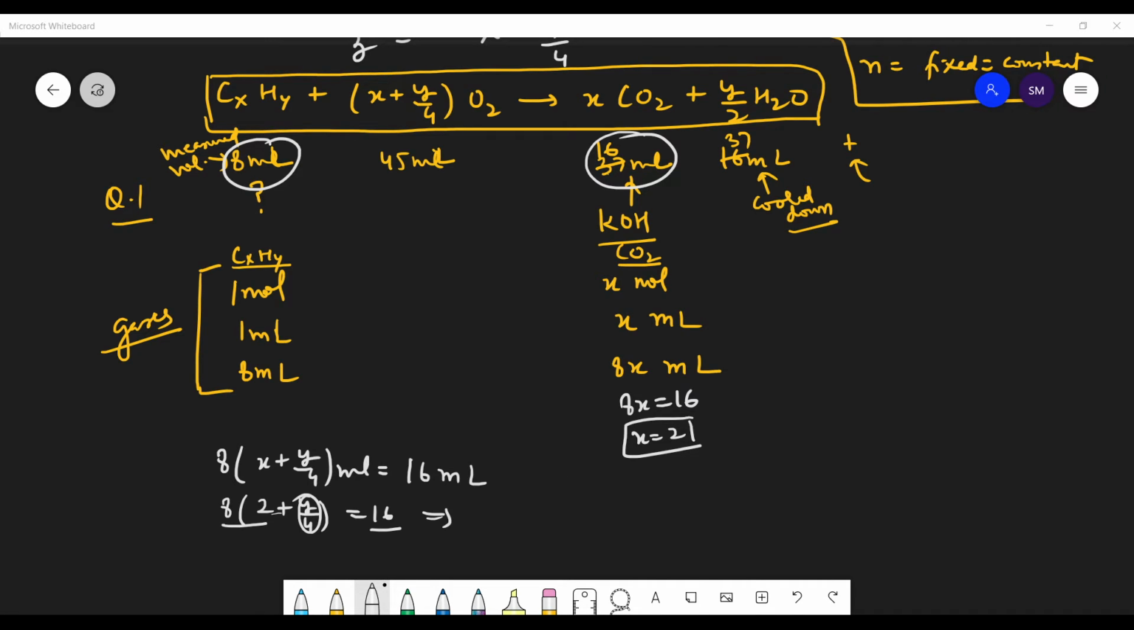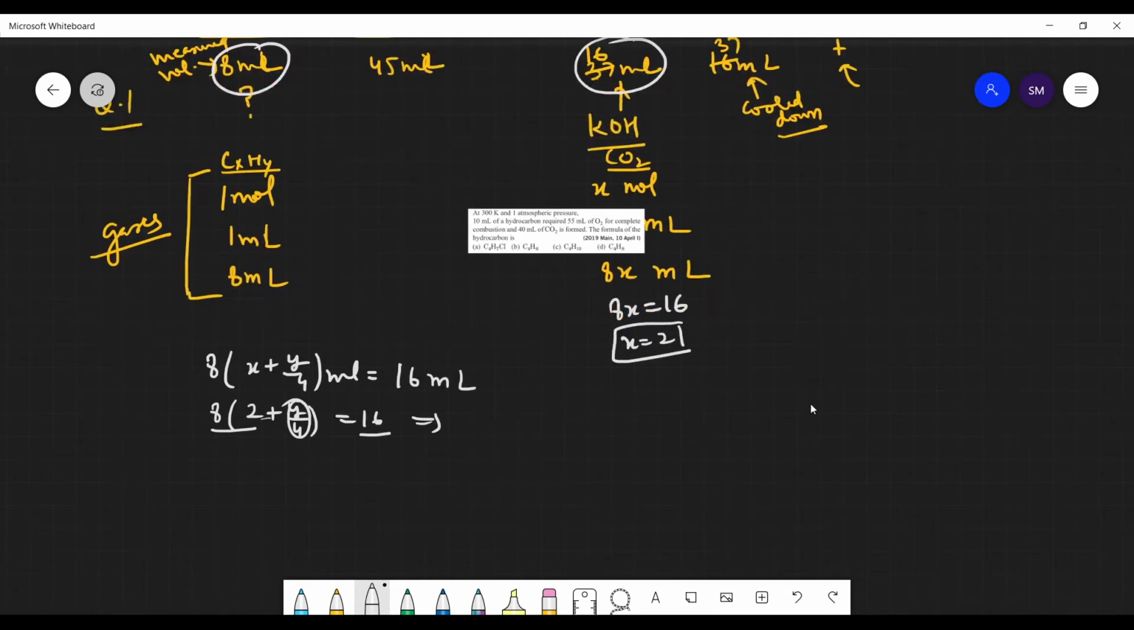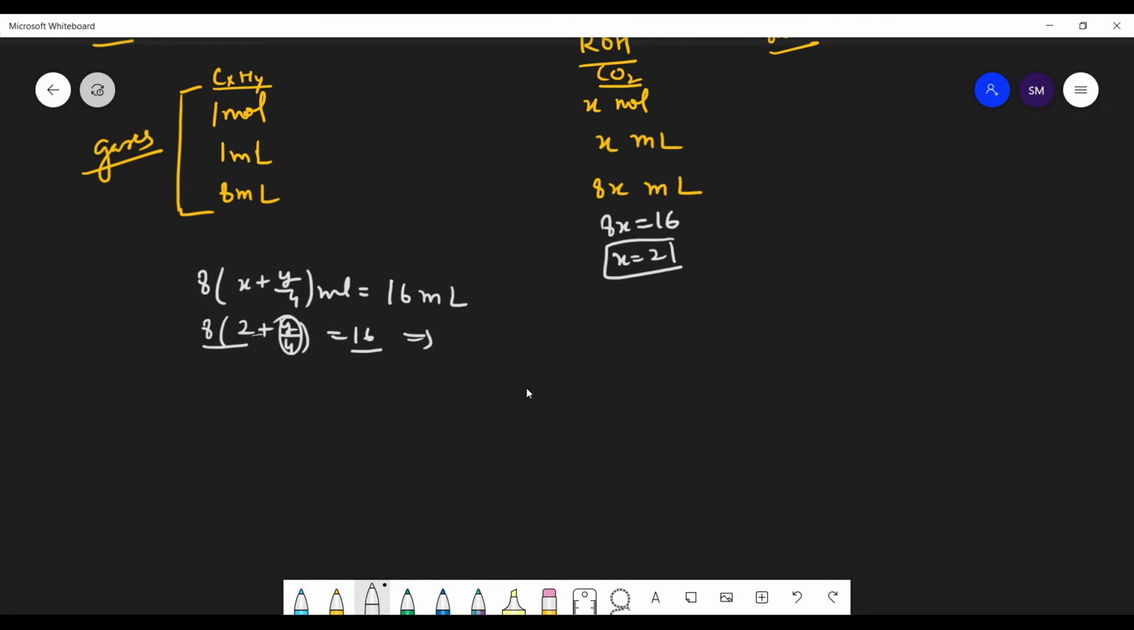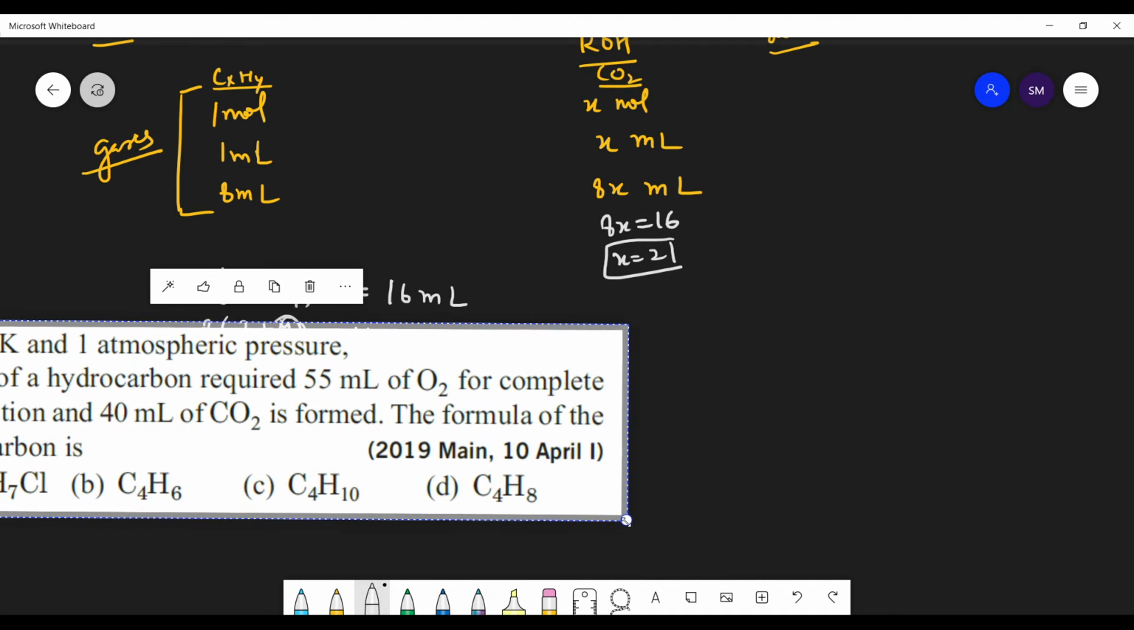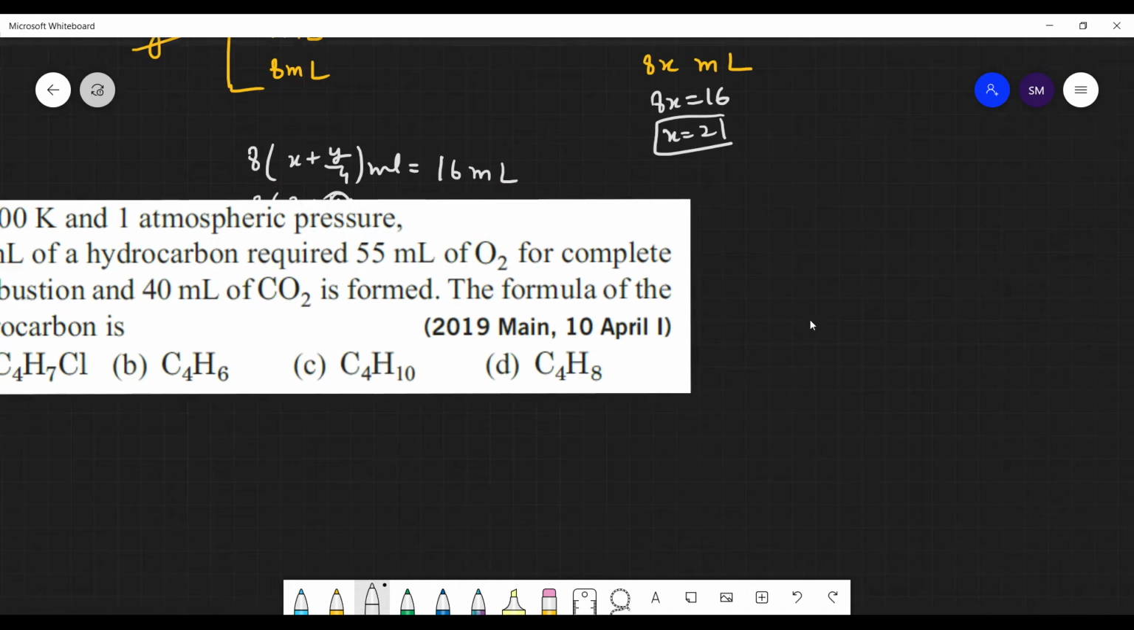Can you explain the step after finding the value of x? Okay. See, all the steps will be repeated. Just let us do this question. The steps will be the same.